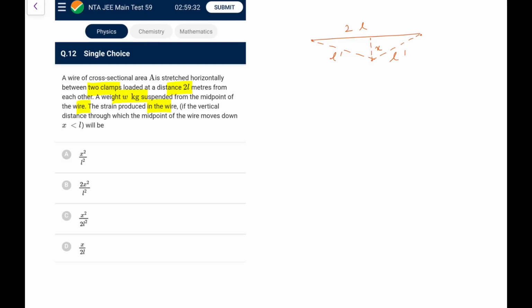So first of all, what is the strain? Strain is going to be 2L dash minus 2L upon 2L, that is L dash minus L by L. That is the strain I need to look at. This is L dash, and this distance you know is L. So going by the logic, now we have to introduce this x. So what is L dash minus L? First of all, what is L dash? L dash would be under root of L square plus x square.